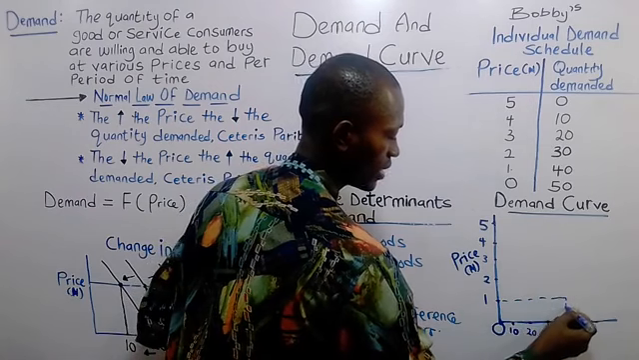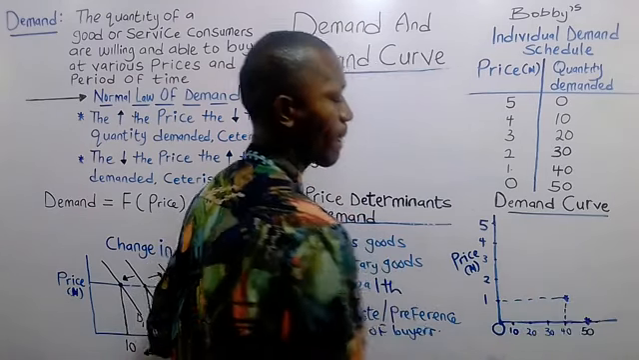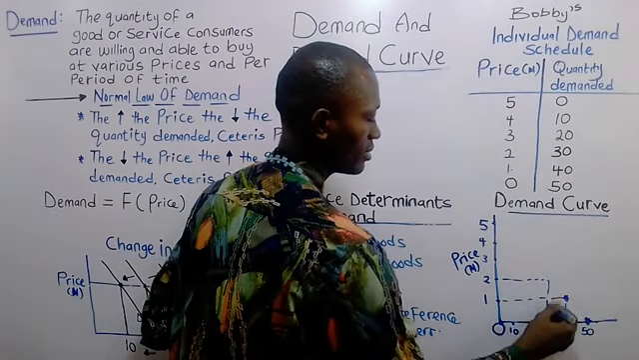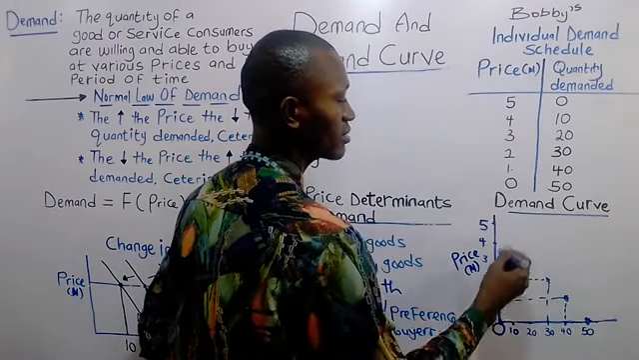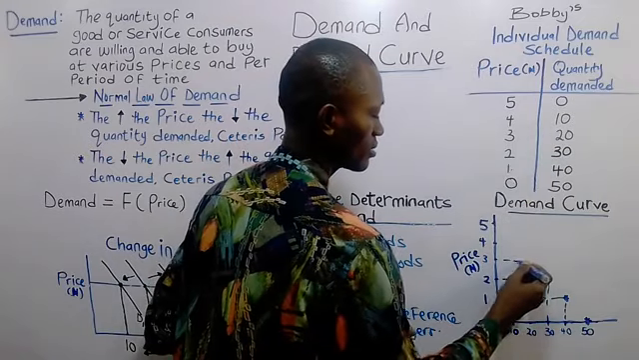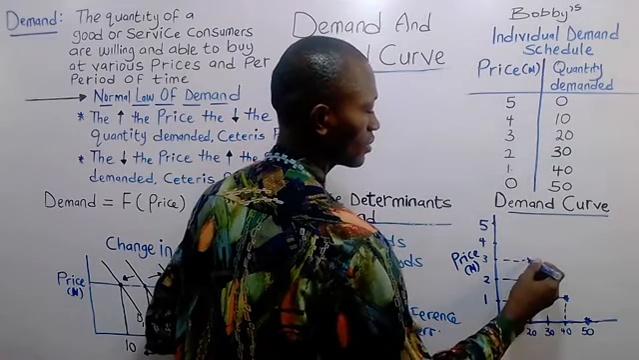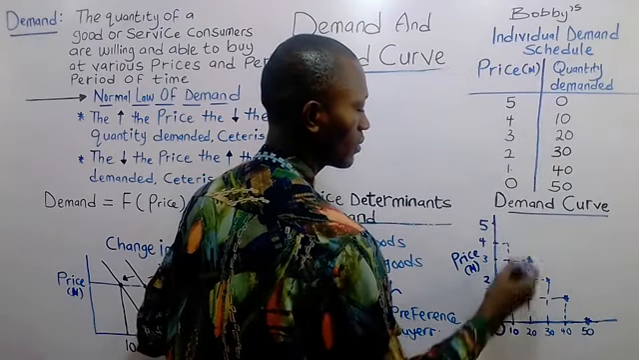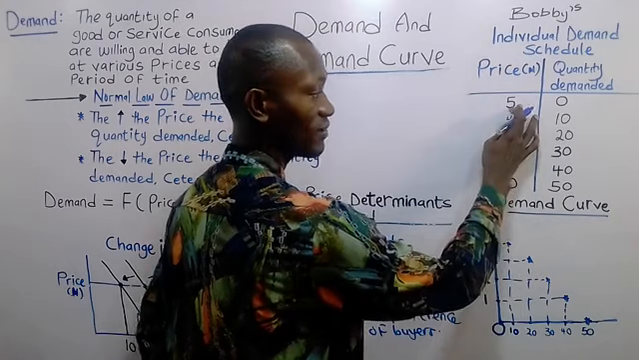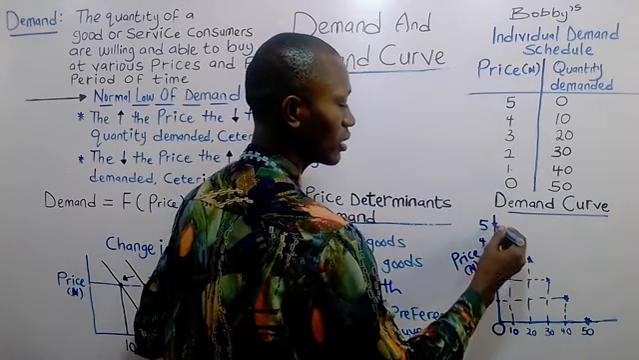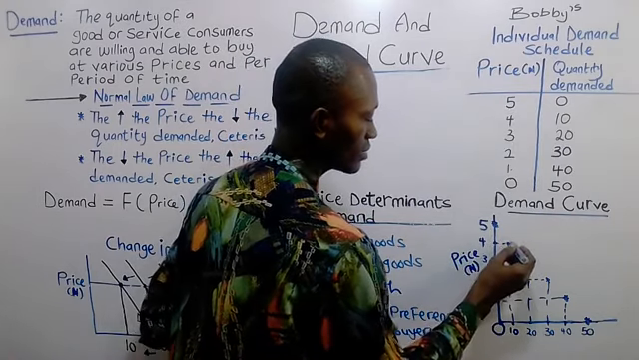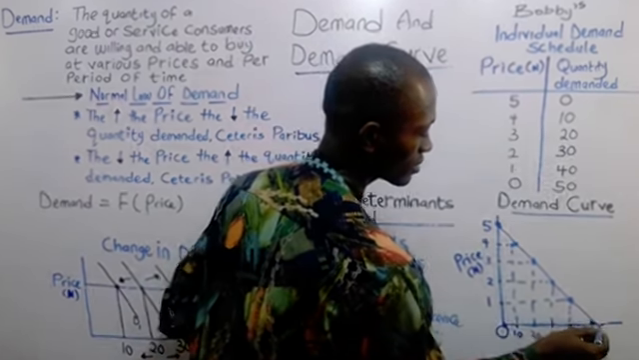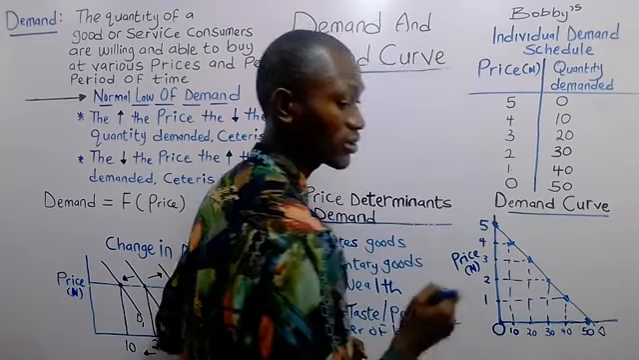So we trace it, we have 40. When the price is 2, it buys 30 units. So we have 30. When the price is 3, it buys 20 units. And when the price is 4, it buys 10 units. And lastly, when the price is 5, it buys 0 units. So we are going to asterisk it. So let's trace these asterisks, and that will give us the demand slope.